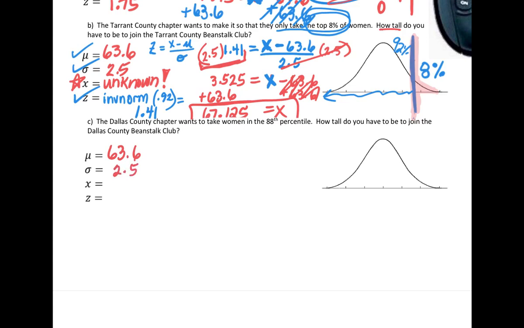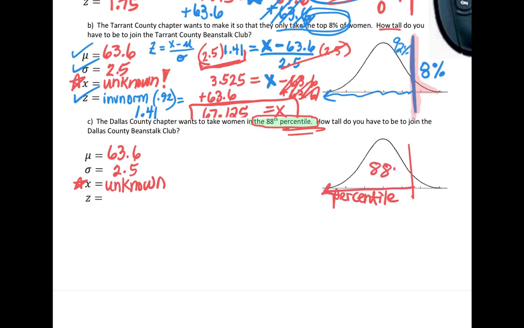Okay, here we go. The Dallas County wants to take women who are in the 88th percentile. How tall do you have to be in the Beanstalk Club in Dallas County? Well, once again, how tall do you have to be? So your height is unknown, your x is unknown, but I see this thing called a percentile. Do you remember what percentile means? That's how much is below. So if you're in the 88th percentile, then you are taller than 88%, the area below.